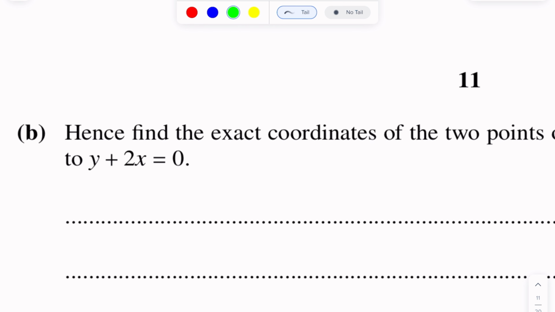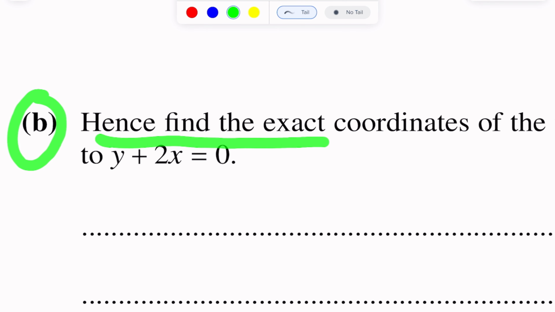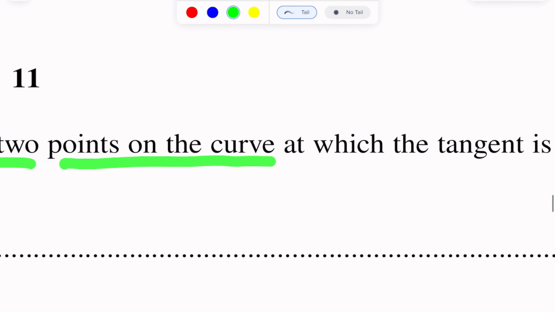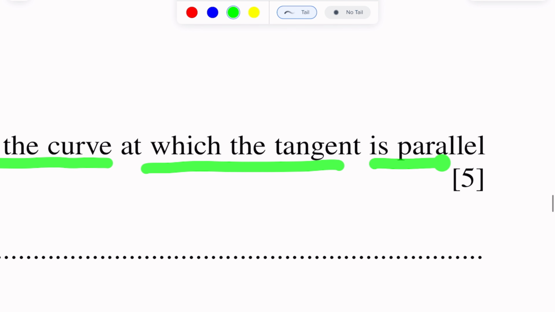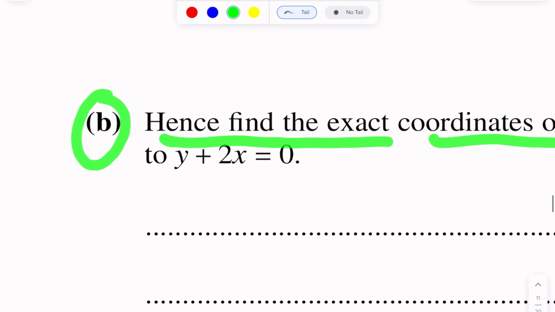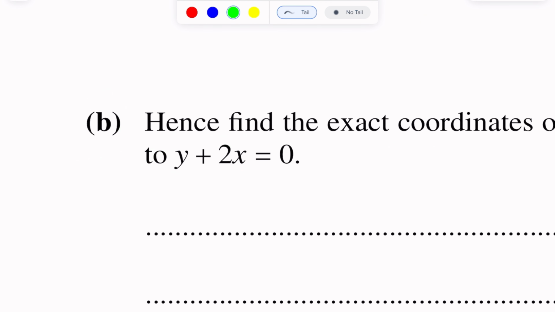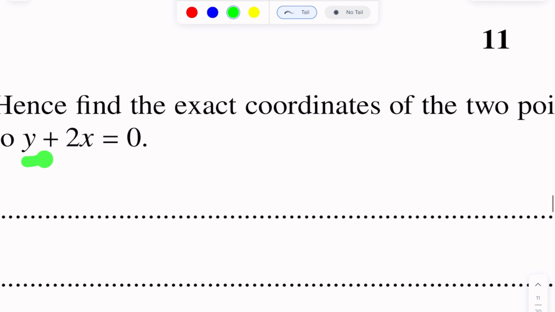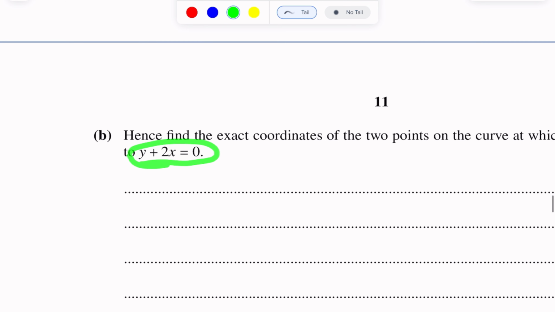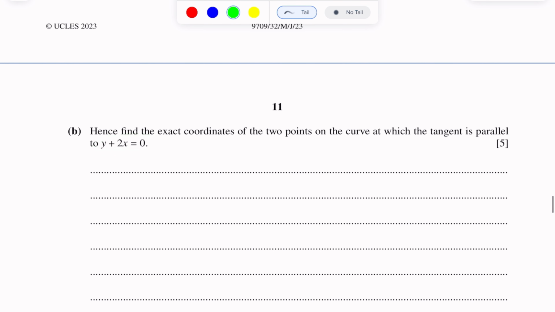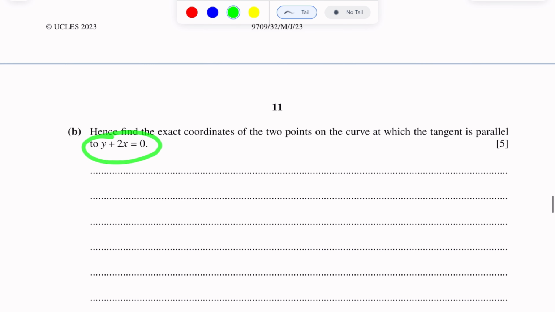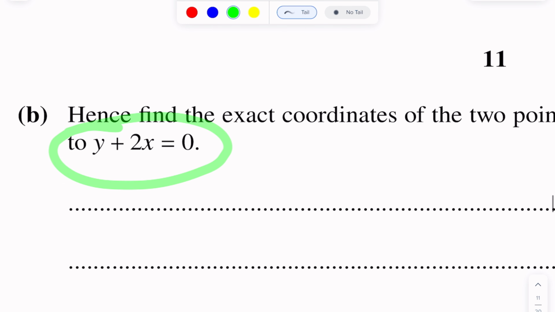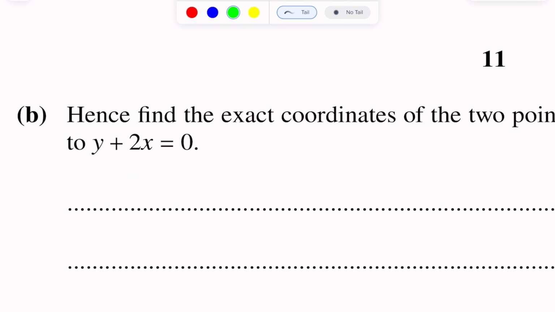Next part of this question is part B. Hence find the exact coordinates of 2 points on the curve at which the tangent is parallel to the line y plus 2x is equal to 0. So the gradient of the tangent and the gradient of this line will be equal because the tangent is parallel to this equation.